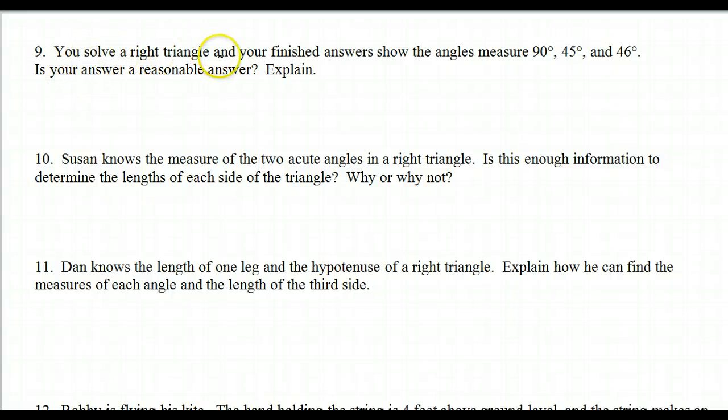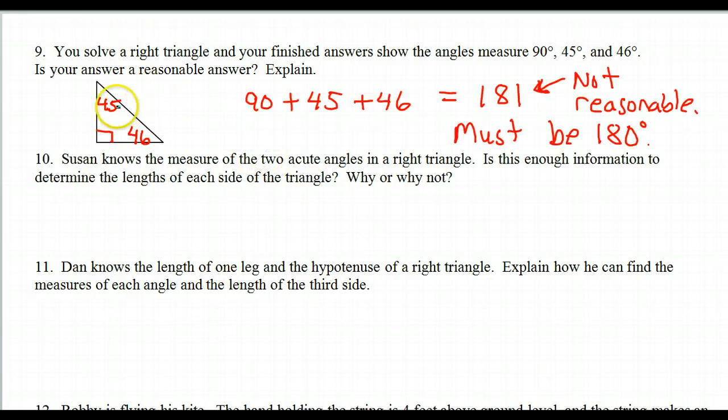Let's see. You solve a right triangle, and your finished answers show the angles to be 90, 45, and 46. Is this a reasonable answer? Other than the fact that we know that it would be a 45, 45, 90 triangle, not a 45, 46. If you add up these angles, you get 181. It has to be 180, so that's not reasonable.